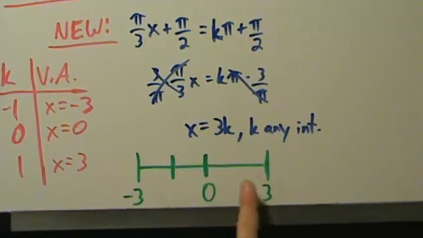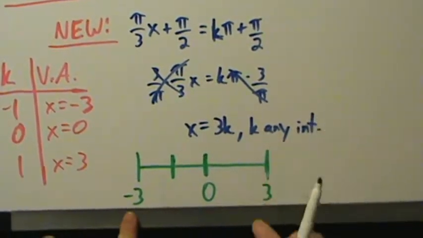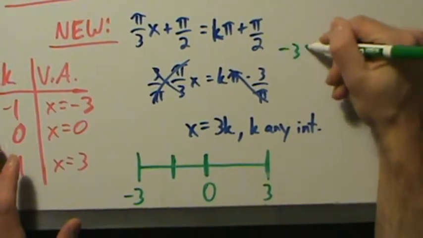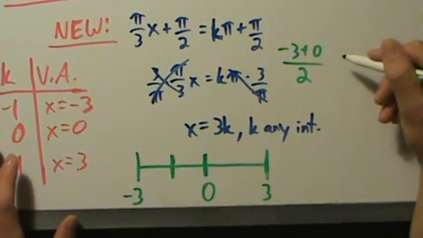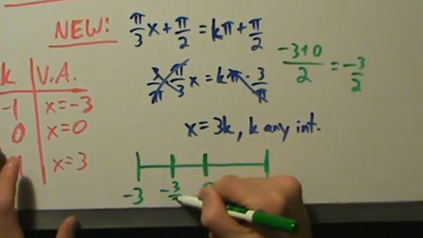Do the same thing with this one, okay? Divide the interval between the second and third asymptotes in half. Okay, but first let's look at this. So -3 and 0, we want to know what's exactly halfway in between them. Well, add these guys up and divide by 2. So -3 plus 0 divided by 2, that's just -3 halves. Okay, so this is -3 halves.